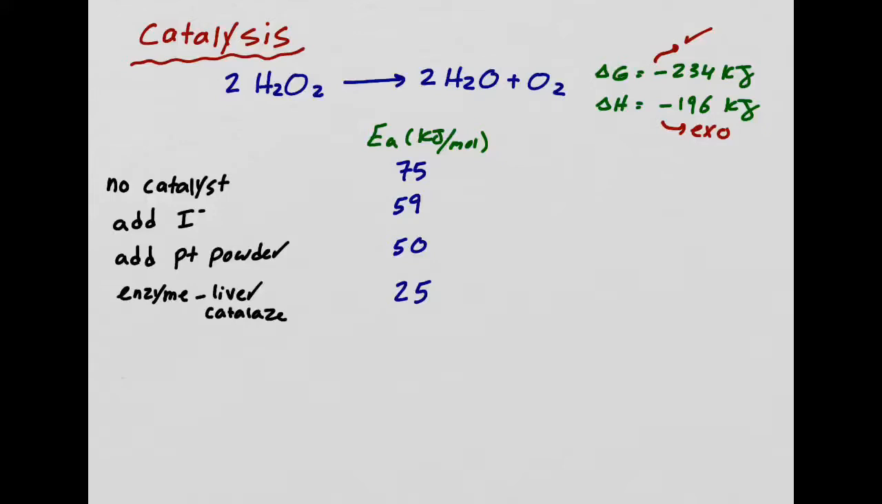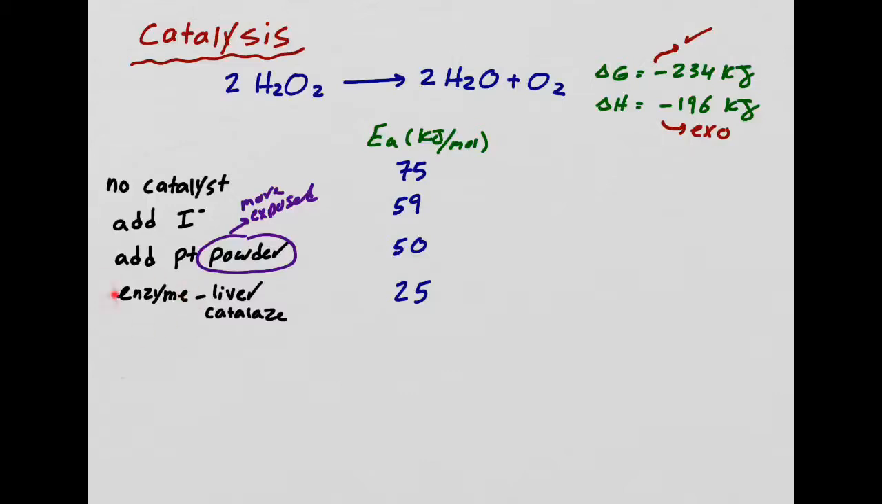Okay, so no catalyst, and in all these three cases, there is some sort of catalyst. Now, why is it the activation energy goes down when I have platinum powder as a catalyst versus I minus as a catalyst? What do you think? So when you have powder, what does that mean? Powder, that means you are more exposed, right? You have a larger surface area. So, okay, that's going to bring down the activation energy even more.